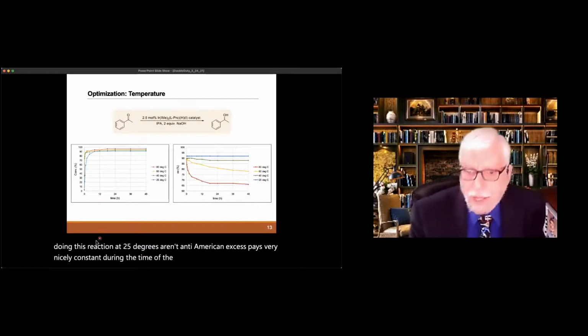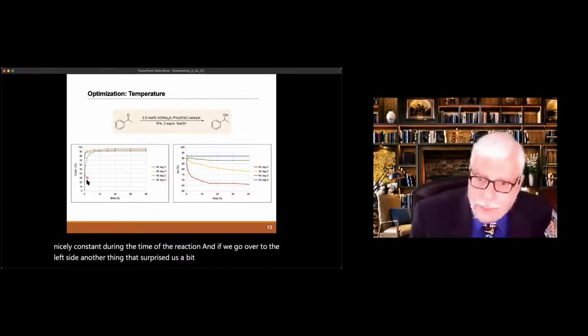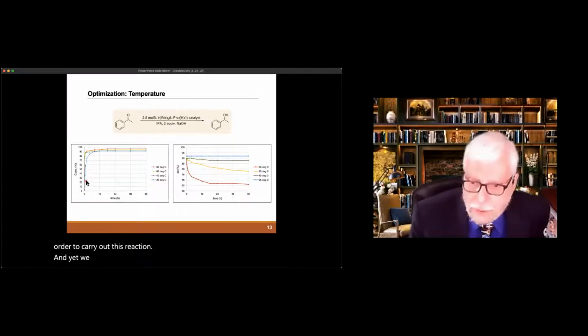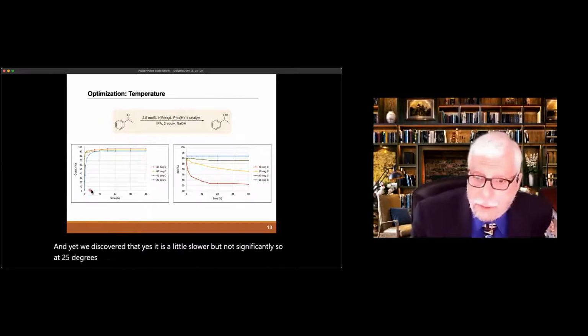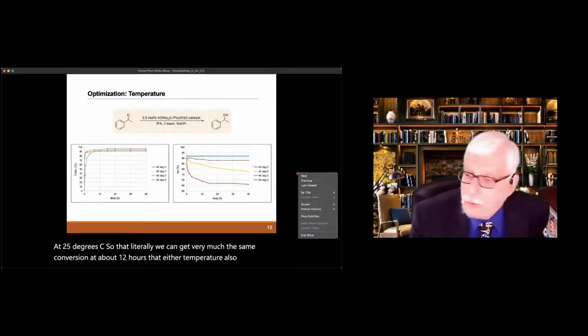And if we go over to the left side, another thing that surprised us a bit is that we fully expected that we would need an elevated temperature, like 80 degrees Celsius, in order to carry out this reaction. And yet we discovered that, yes, it is a little slower, but not significantly so at 25 degrees C, so that, literally, we can get very much the same conversion at about 12 hours at either temperature. Also something that is worth looking at down the road a little more deeply.